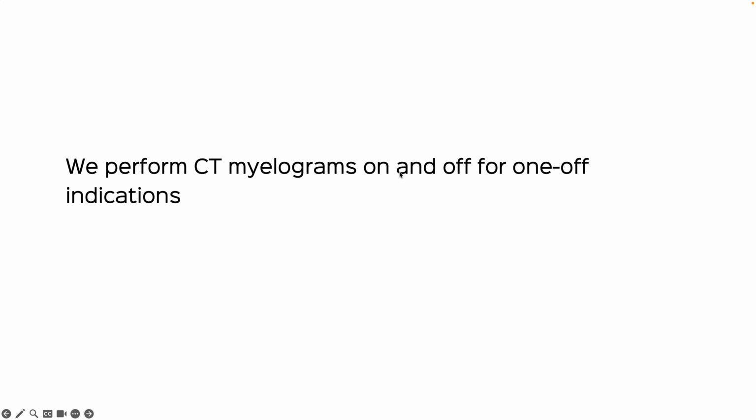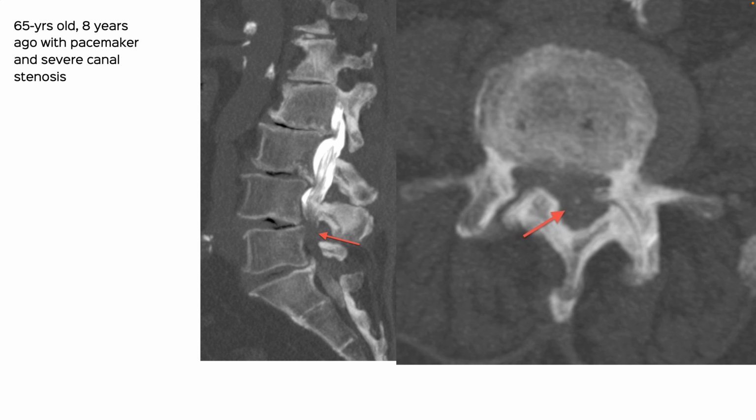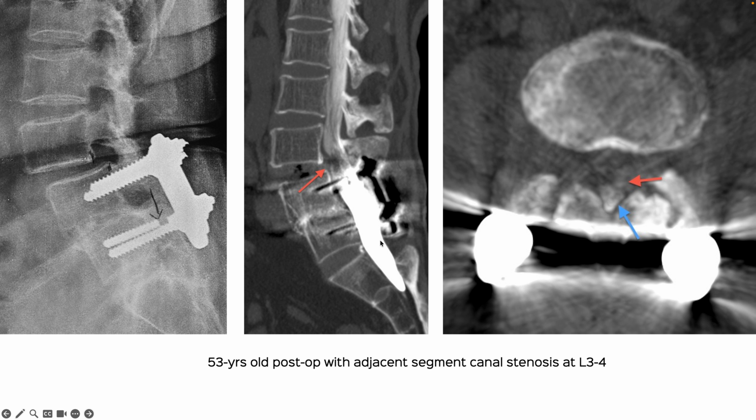And we've done a few of these, and we perform CT myelograms on and off, maybe once in a couple of months. So this was many years ago, before we started doing MRs routinely for people with pacemakers. Here we can see a canal stenosis at L4-5, which is again multifactorial: disc, facet, ligamentum flavum thickening, etc. This was a 53-year-old, a lot of metal, and we did a MARS MR, didn't work out. And you can see that there's adjacent segment canal stenosis.